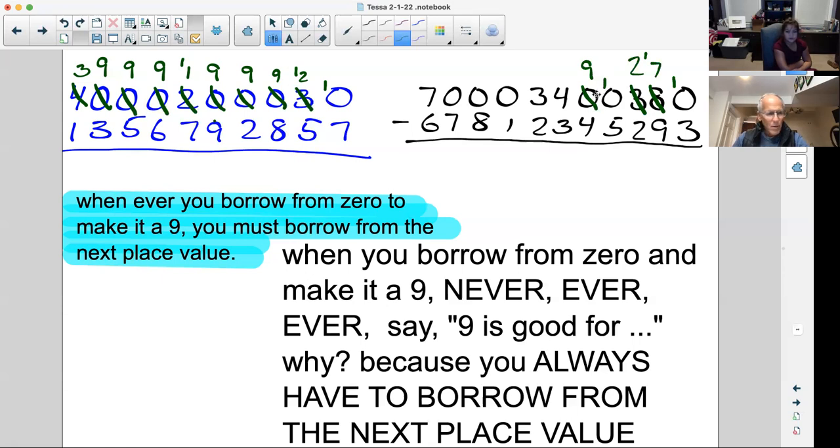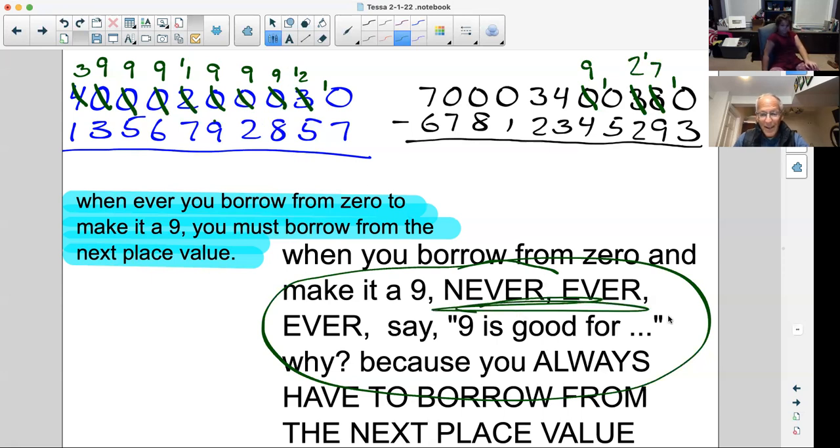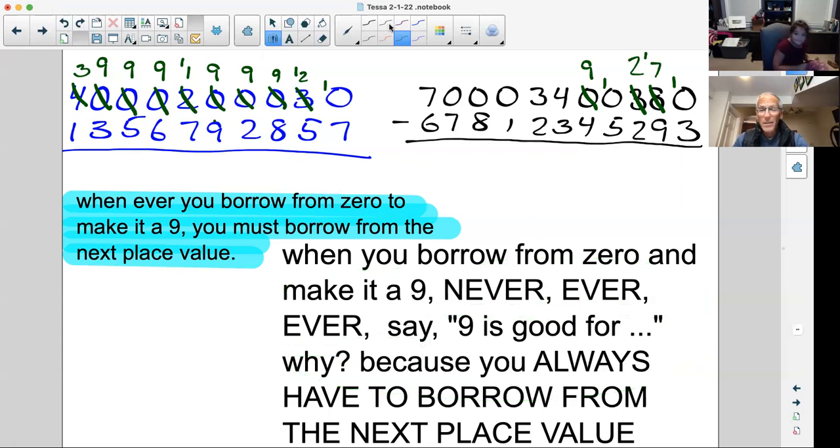And then 4 is good for 3. I can't hear you, please. Tessa, I can't hear you. I can never hear you when you say it's good. Whenever you borrow from 0 to make it a 9, never, never, never, never say. Does this say never, never, ever, ever, ever? It says never. Never means never.